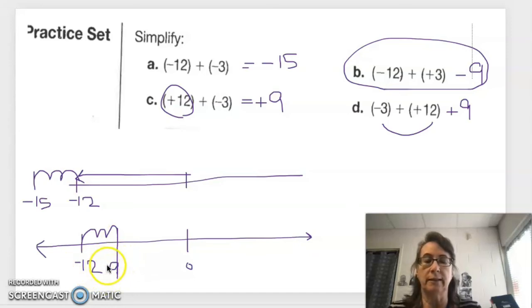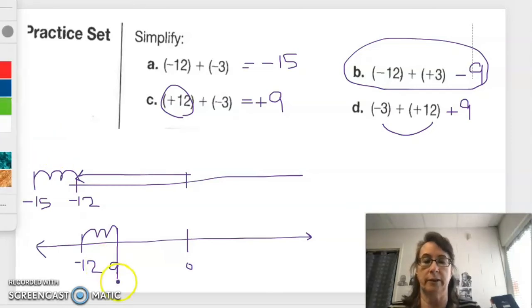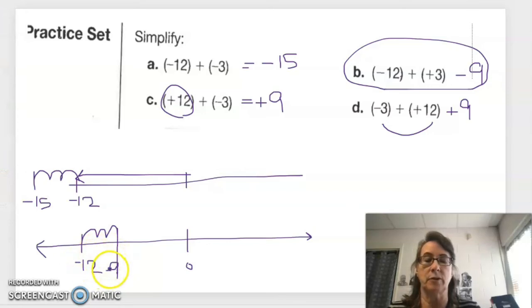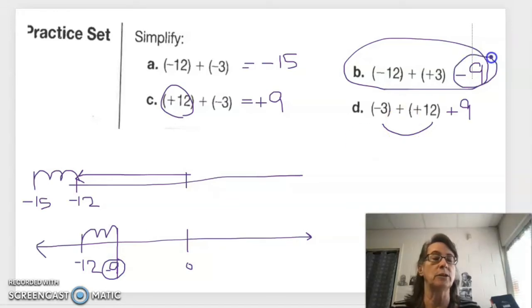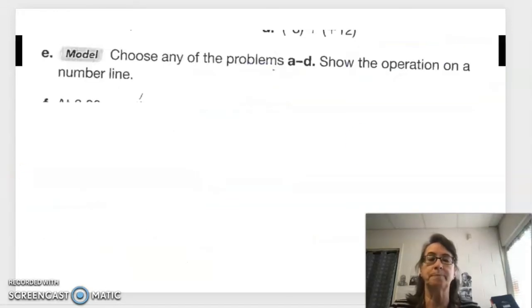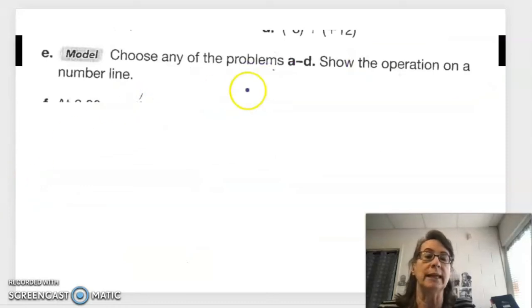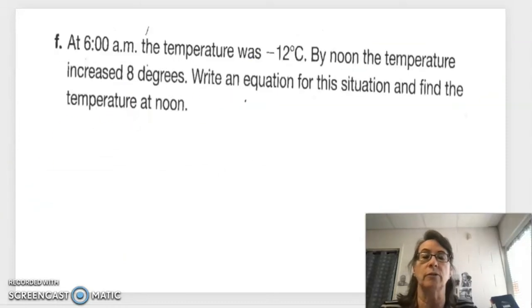At negative 9, excuse me. Let me get my little marker here. At negative 9. So negative 9 is 3 steps to the right. Since that was 12 steps to the left, and then we went 3 to the right, that is 9 steps to the left, which is negative 9, which is what we had right there. So we can always do any of these on the number line. E, choose any of the problems, which we just did, 2 of those.